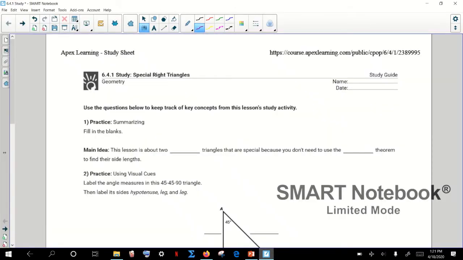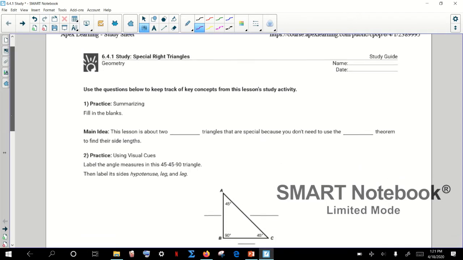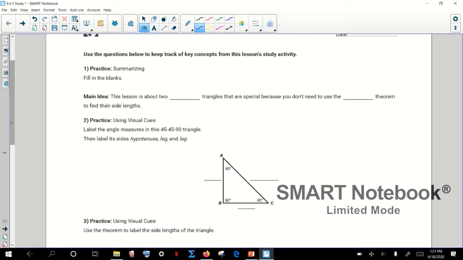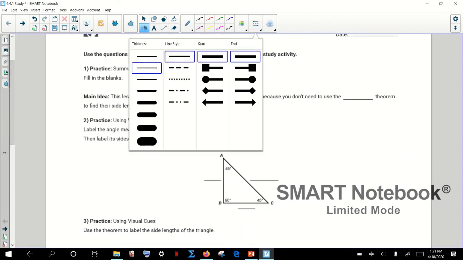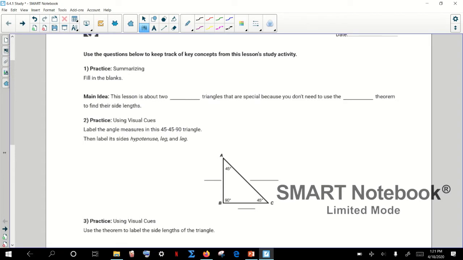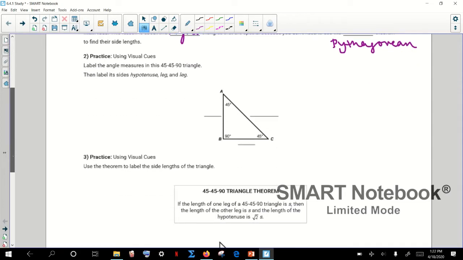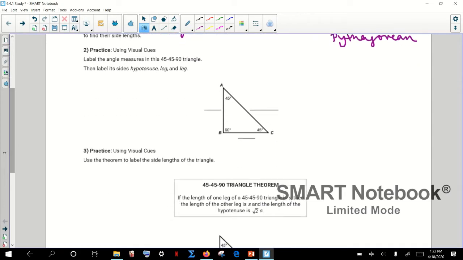Alright, so we're talking about the special right triangles. Hopefully you remember what those are, but if not, that's okay. It's been a couple of months. Alright, so this lesson is about two right triangles. They're special right triangles that are special because you don't need to use the Pythagorean theorem to find their side lengths. Alright, so the first special triangle, if you can remember, is the 45, 45, 90 triangle.